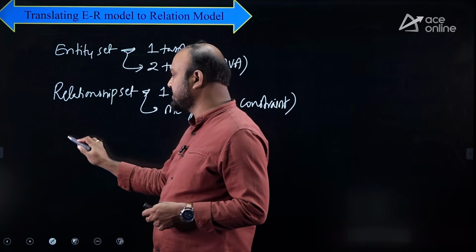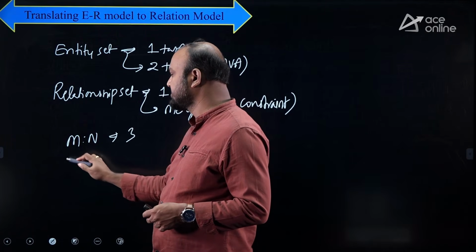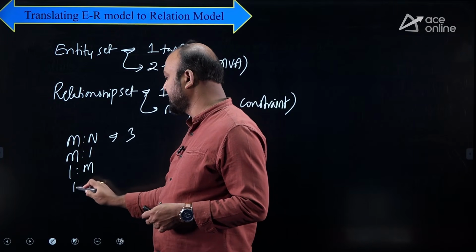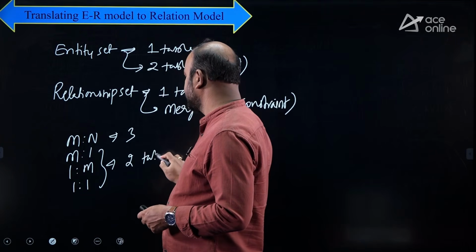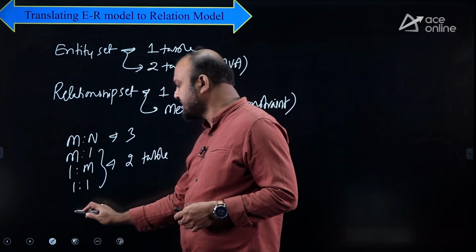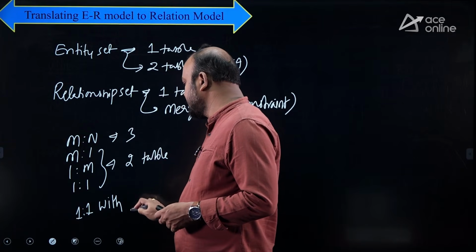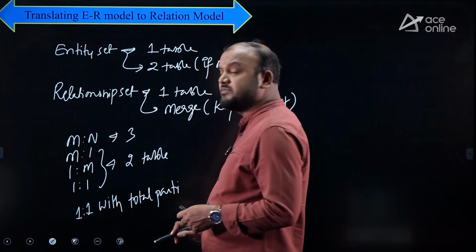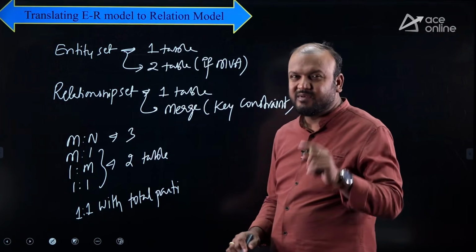And we have discussed cardinalities: in many to many, 3 tables; in many to 1, 1 to many, and 1 to 1, in all these cases there are 2 tables. And what is the one table case? The one table case is 1 to 1 with total participation.